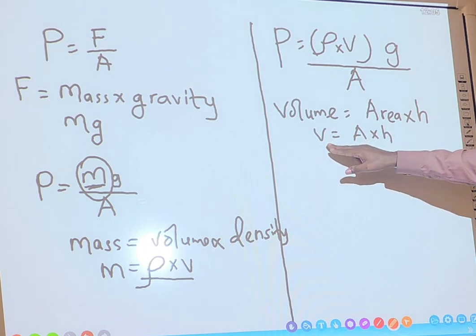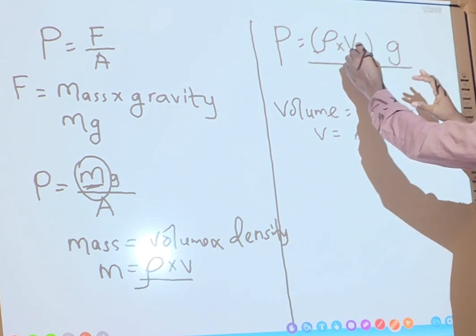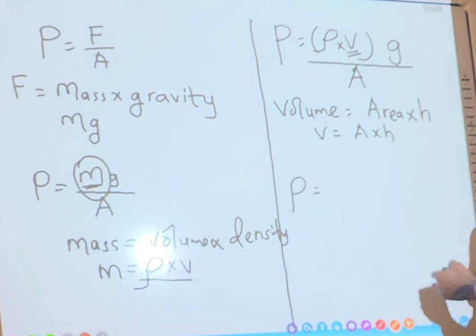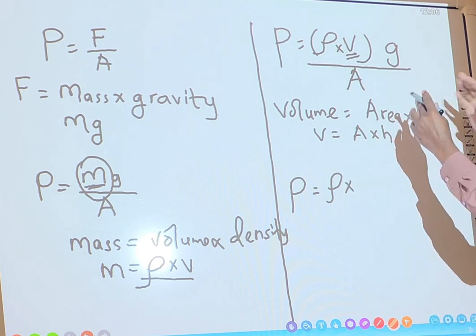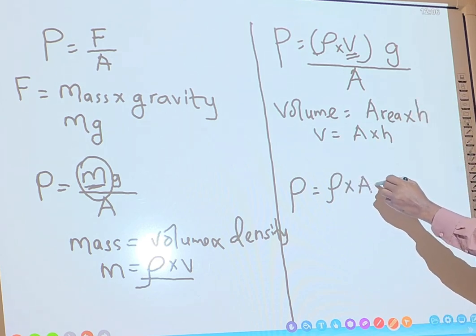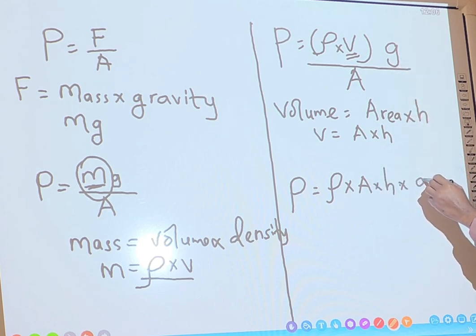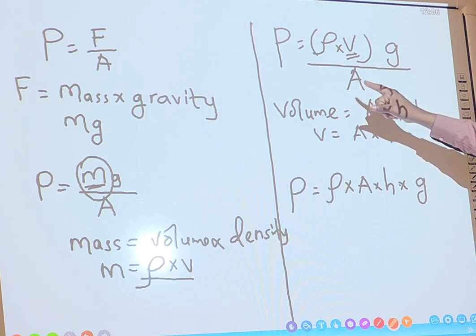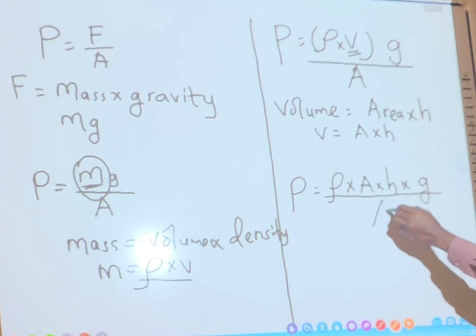Where there is V, go and substitute A times H. We take the same formula, but we substitute V. So P is equal to rho multiplied by A H, which is the V, times g. But remember there is g, don't forget it. And there is A here, never forget it: over A. So all of it is divided by A.